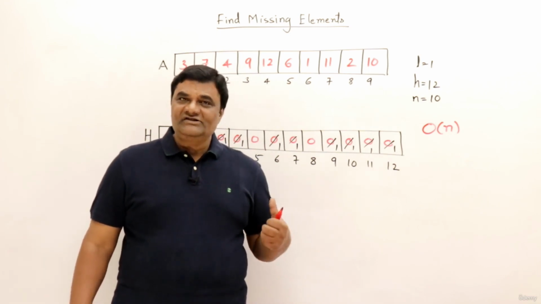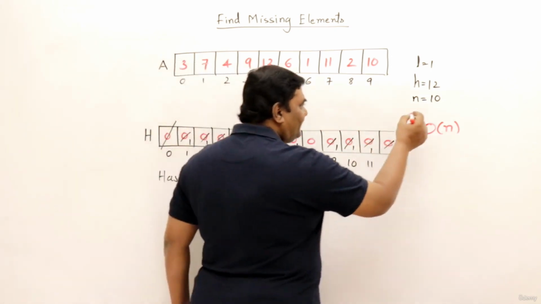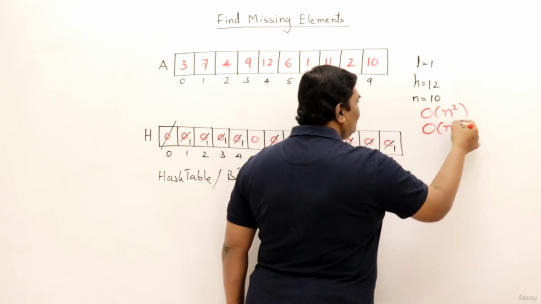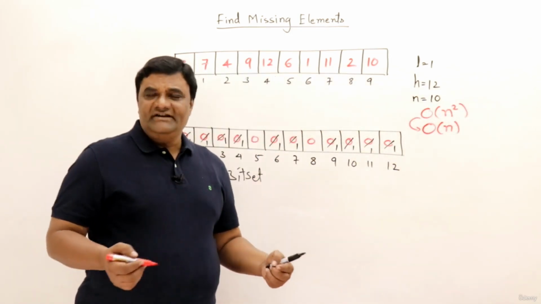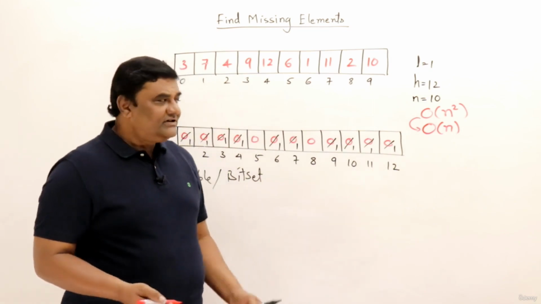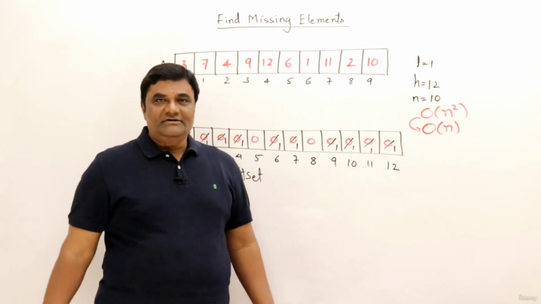So yes, we have used hashing and reduced the time. Remember, in the previous method the time was order of n square. Now it has reduced to order of n. It's a big change. And using this approach you can solve various problems. So you can take this as a basic idea, not just a solution to a problem.